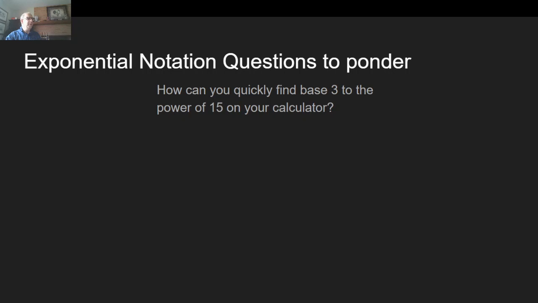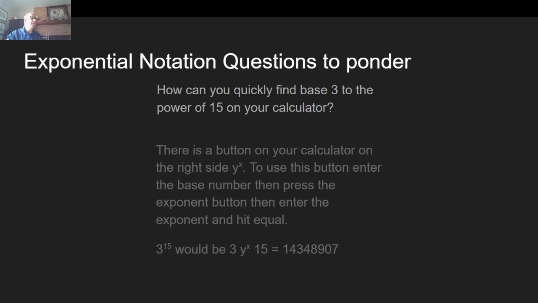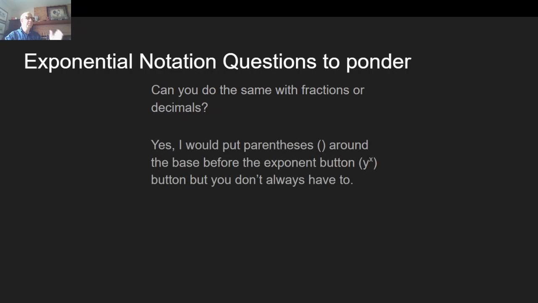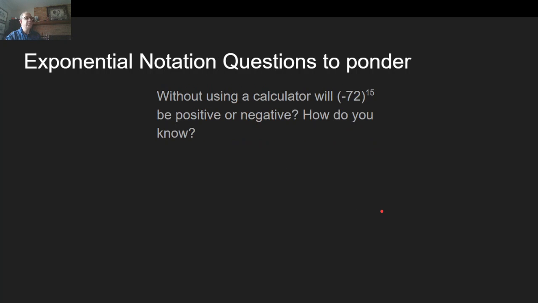Can I quickly find the base 3 to the power of 15 on a calculator? Yes. On your calculator, there's a button here, y to the x. So if I press that button, 3, y to the x, 15, that would be 3 to the 15, and it spits out the answer. Can you do the same with fractions and decimals? Yes, but I need to put parentheses around it. Sometimes it works, but I want to be clear and put the parentheses around it.